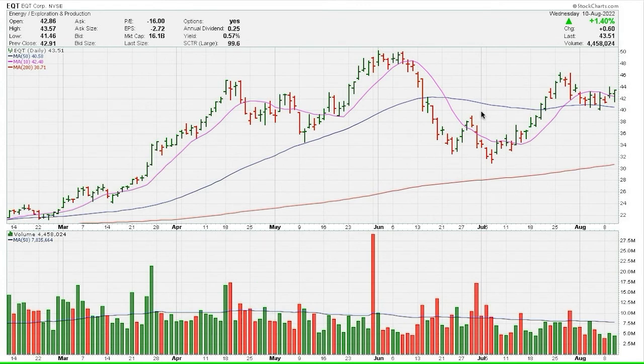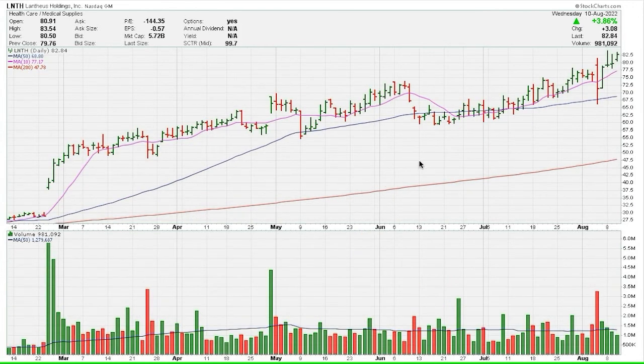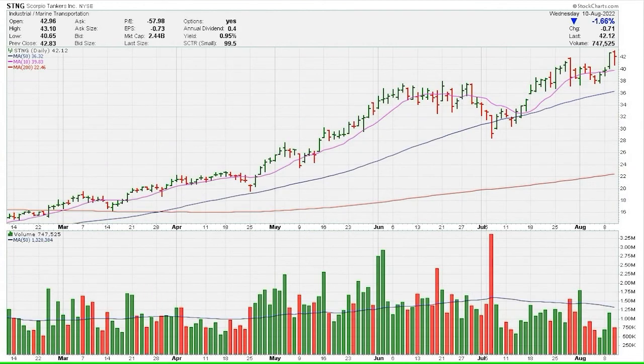EQT, which is an oil and gas producer, is kind of moving sideways, however, it continues to make the watch list. Lantheus, which is healthcare, we're seeing a lot of healthcare opportunities, stays above that 10-day moving average. They came out and reported earnings. You can see the volatility in here, and also a fairly big amount of selling volume. So I would continue to watch Lantheus. Scorpio Tankers, this is oil tankers, continues to look constructive above the 10-day. Kind of an interesting pattern.